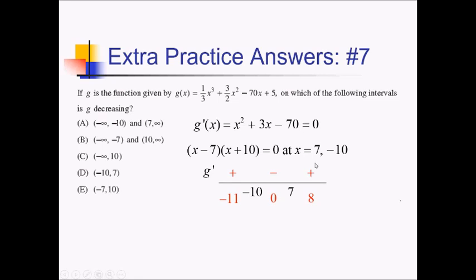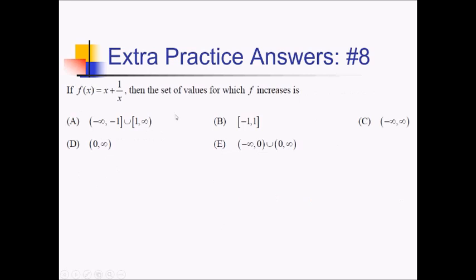Now I want to know where g is decreasing. I always double check that. That's going to be wherever g prime is negative. g prime is negative between negative 10 and 7. So that's going to be our interval of decreasing. So that'll end up being, let's see here, answer choice D.